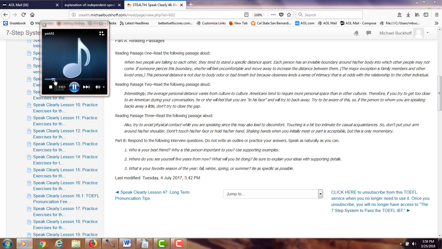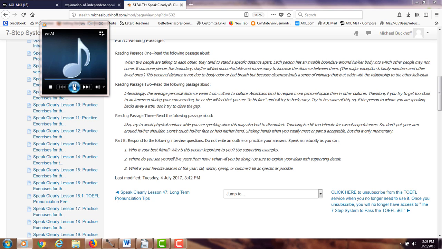Let understand the specific distance. When two people are talking to each other, let them stand a specific distance apart. Each person has an invisible boundary around his/her body into which other people may not come. If someone pierces this boundary, she/he will feel uncomfortable and move away to increase the distance between them.